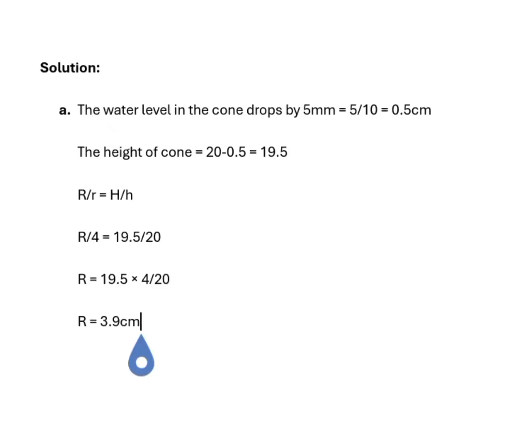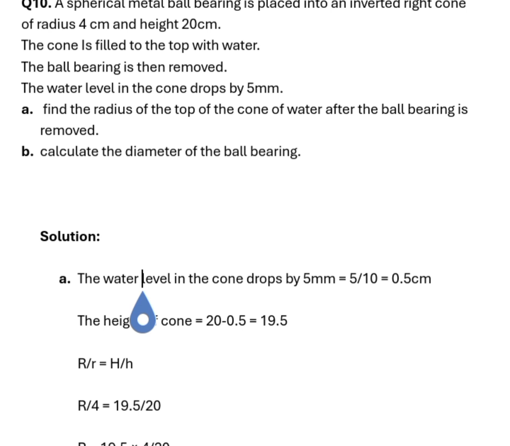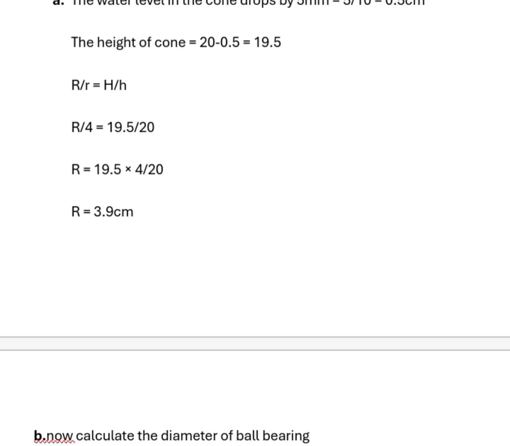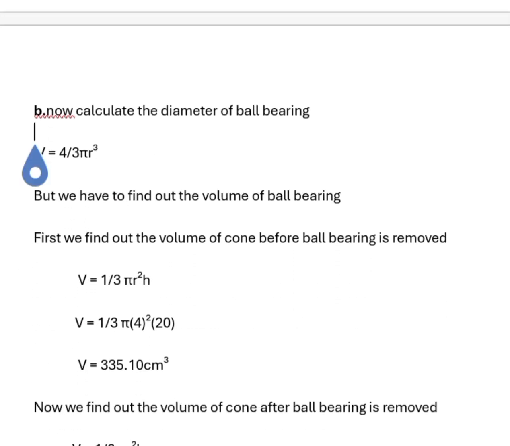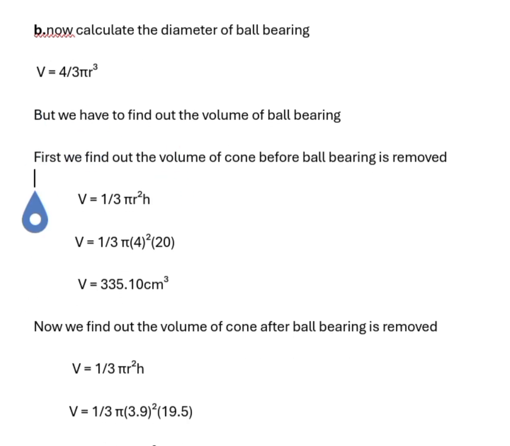Now part B. In part B, calculate the diameter of the ball bearing. We have to find the diameter of the ball bearing. This is the formula for the volume of the sphere: V is equal to 4 over 3 pi r cube. But we have to find out the volume of the ball bearing.